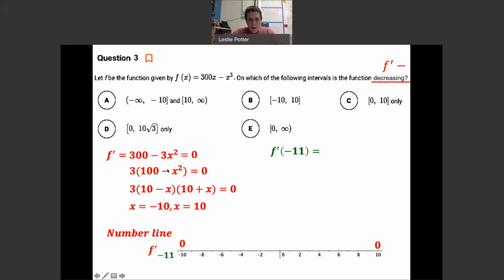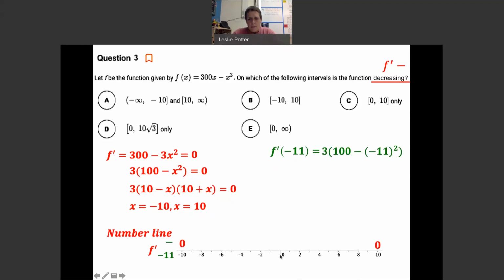So f prime of -11, I'm going to go here. 3 will always be positive. If I stick in -11 right here, I get 10 minus -11, just 10 plus 11. So this is positive. And then I have negative here because 10 minus 11 is -1. So I get positive, positive, negative. Okay. Oh, I actually went back up here. I'm not quite sure. I like going back up here, but that's okay. So if I have positive, positive, negative, ends up being a negative answer.